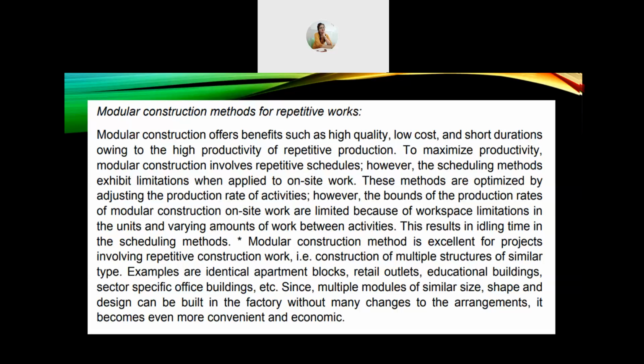However, the bounds of the production rates of modular construction on-site work are limited because of workspace limitations in the units and varying amounts of work between the activities. This results in idling time in the scheduling methods. The modular construction method is excellent for projects involving repetitive construction work, that is, construction of multiple structures of similar type. Examples are identical apartment blocks, retail outlets, educational buildings, sector-specific office buildings, etc.